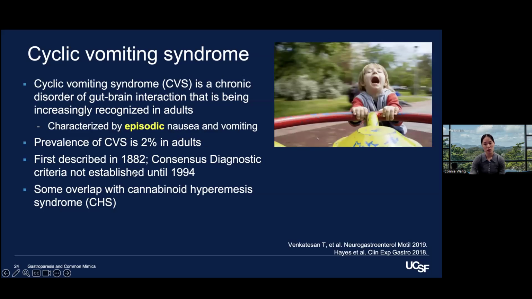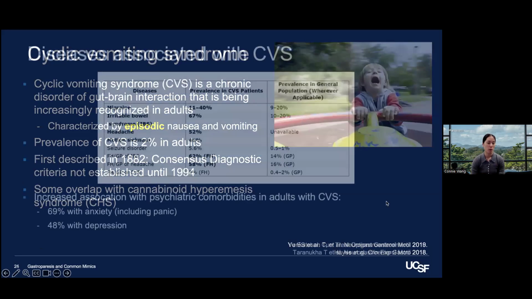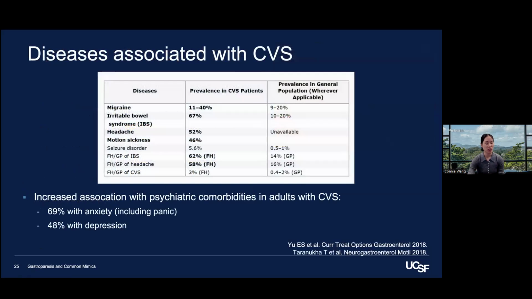Prevalence is probably about 2% in adults, so not insignificant. This is on a similar order as patients with celiac disease or even Crohn's disease. And there is some overlap with cannabinoid hyperemesis syndrome, which I'll touch upon a little bit later. Cyclic vomiting syndrome is commonly associated with a number of other diseases. In particular, there's a really common prevalence in these patients of migraine headaches, IBS, and headaches in general. They also tend to have a strong family history of headaches, migraine headaches, as well as IBS. So that's something I always ask about as well.